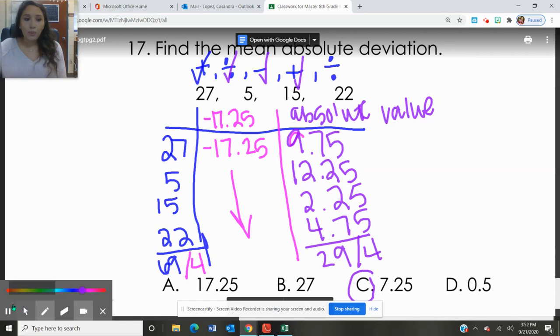Okay, so that was going over the review for pages 1 and 2 for our test 1-2. Stay tuned tomorrow. We'll be going over pages 3 and 4.